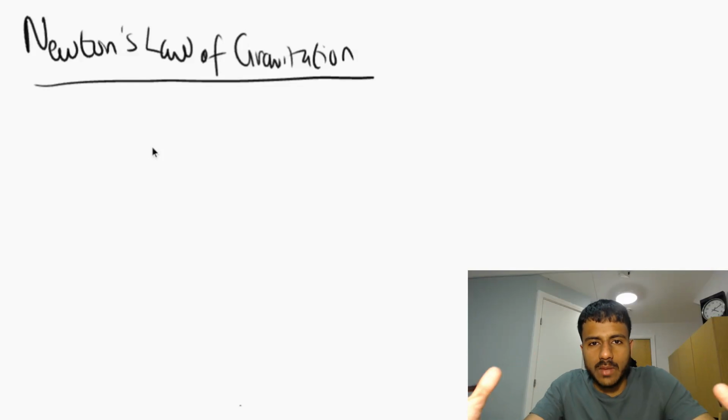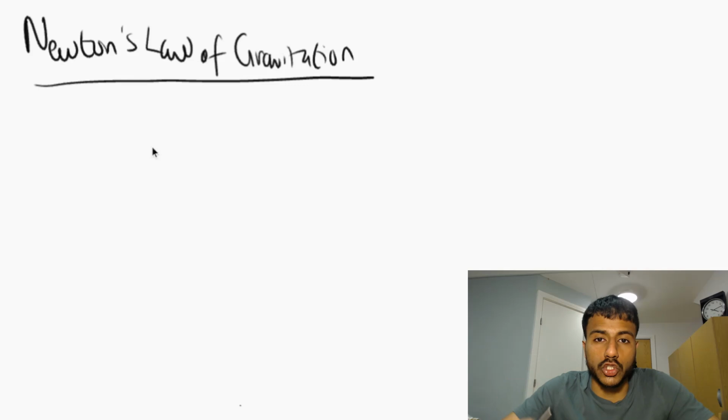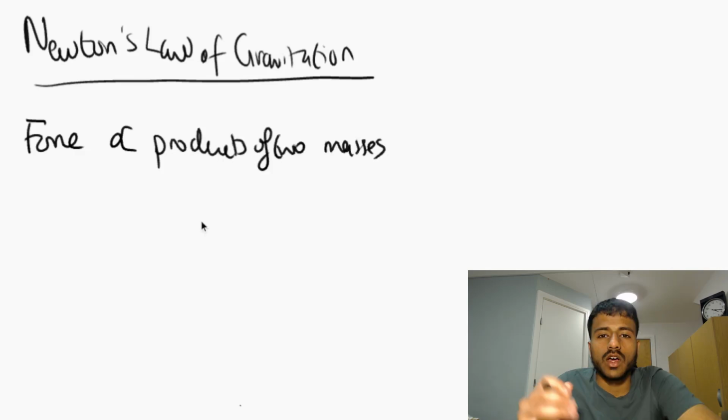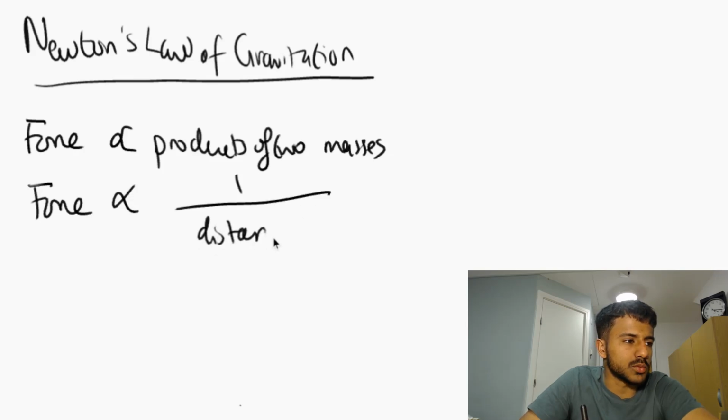We've all heard that famous story of Newton getting hit on the head with an apple, but let's look at the physics that he produced from this observation. Newton calculated that the gravitational force acting between two objects was directly proportional to the product of their two masses. He also found out that the gravitational force was inversely proportional to the distance between those two objects squared.